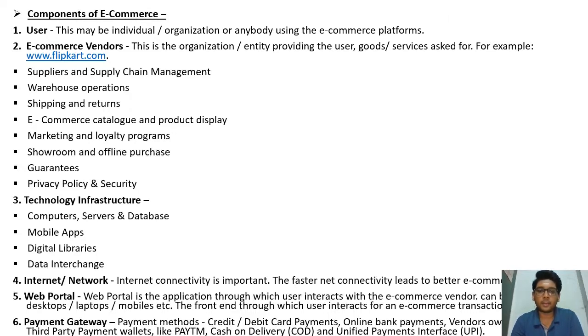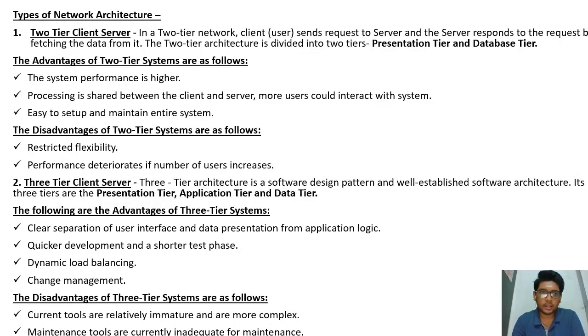Finally, payment gateway. How do we pay? Through credit card, debit card, online bank payments, vendor owned payment wallet or third party payment wallets like Paytm, etc. and cash on delivery options is also available, and unified payment interface. These are the 6 components of e-commerce. First one is user, next e-commerce vendors, then we have technology infrastructure, then internet or network, web portal, and finally the payment gateway. Next we go to types of network architecture.